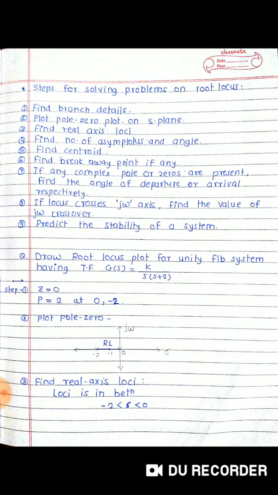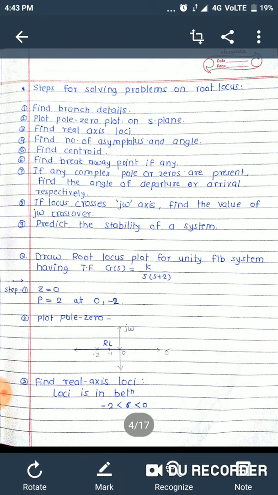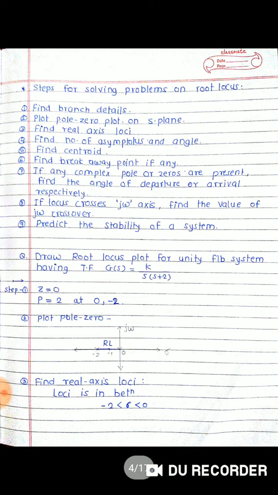Then we will draw the pole zero plot diagram on S plane. This is the second step. Zeros are not there, only poles are there. One is at 0, another one is at minus 2. Therefore third point is the root locus lies in between minus 2 less than sigma less than 0. It means that root locus is in between 0 to minus 2.